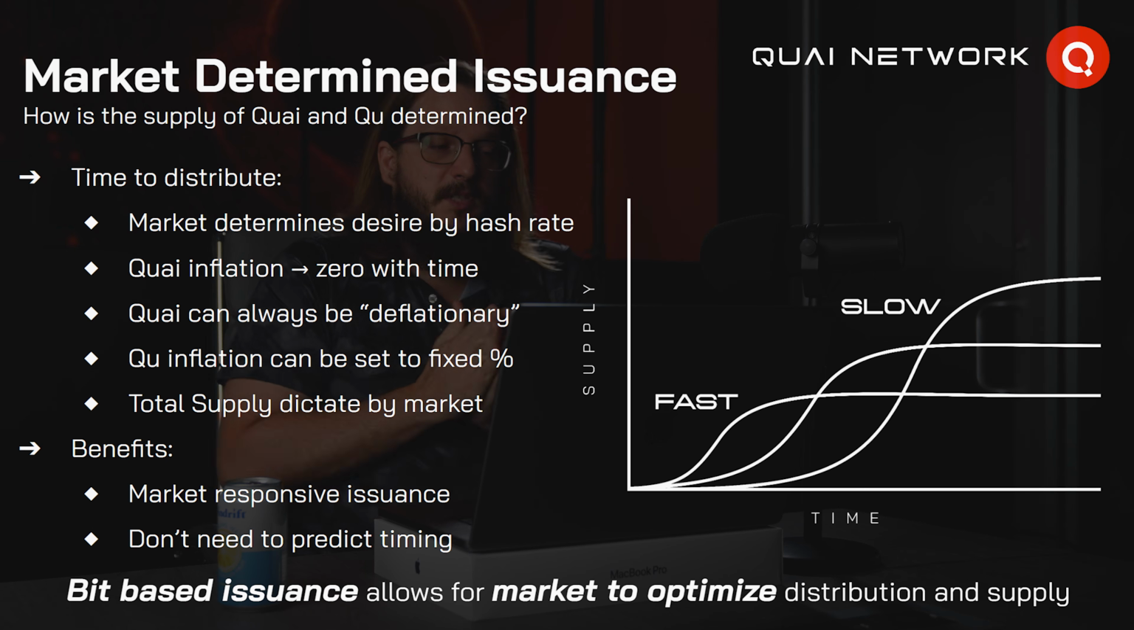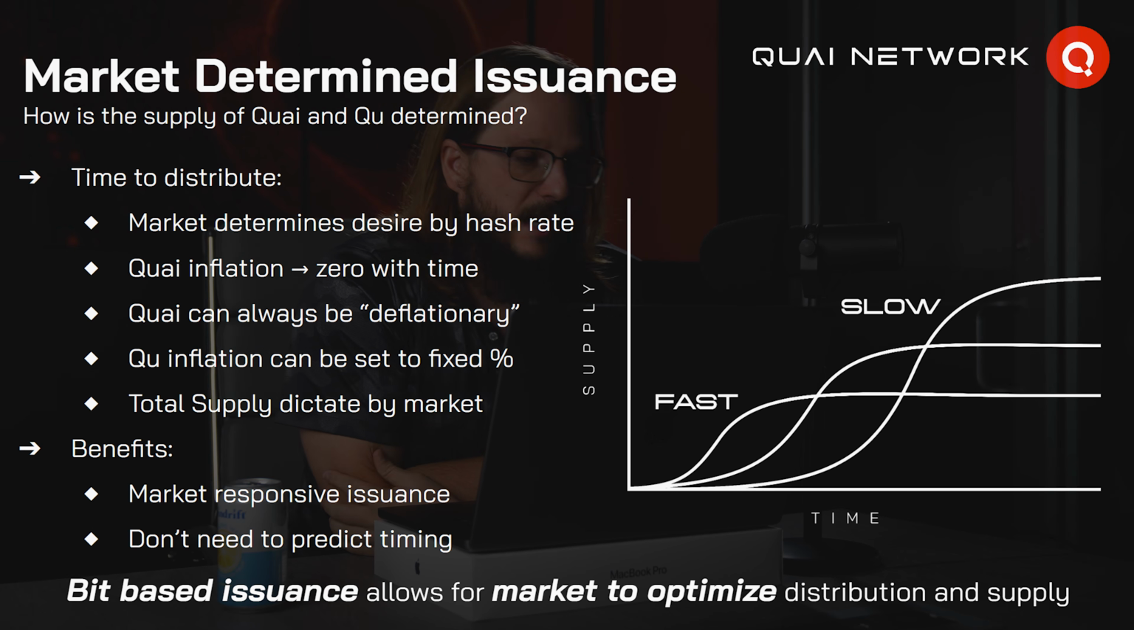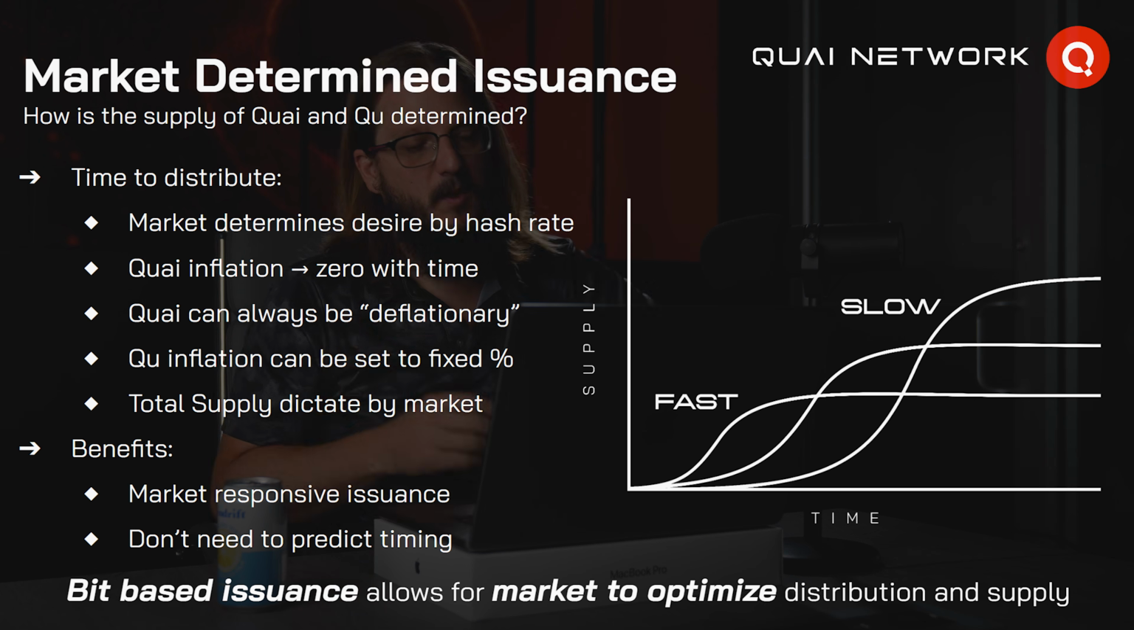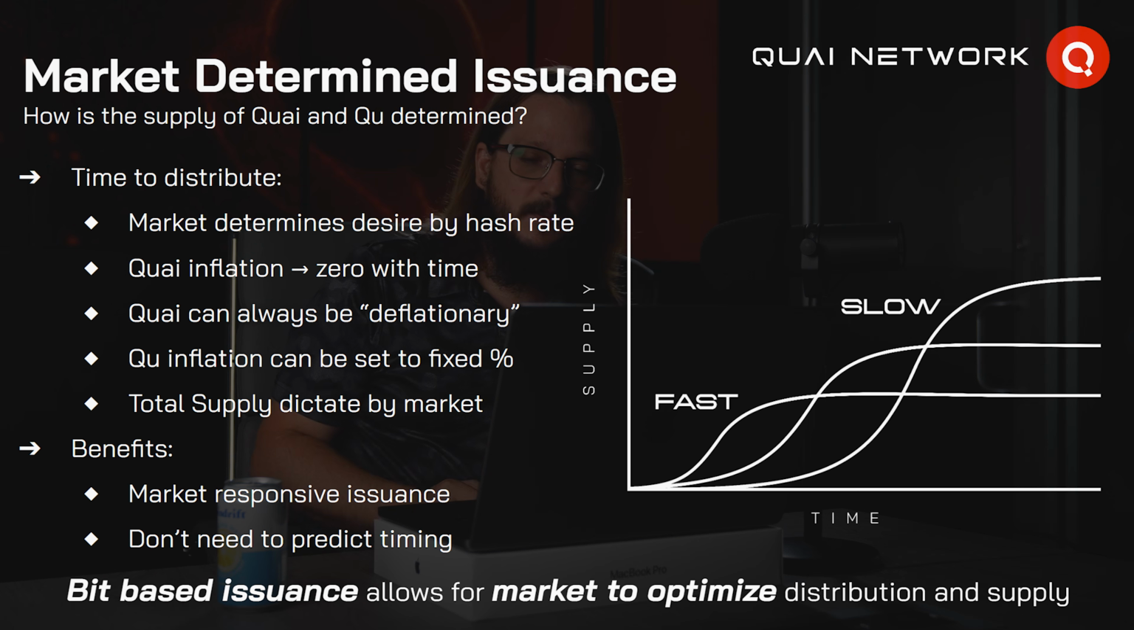So the other thing that we're introducing here is market determined issuance. How is the supply of Quai and Q determined? It is determined algorithmically by POEM, effectively. So effectively the market gets to determine the distribution by the hash rate. The more hash rate there is, the harder it's going to be to find Quai, and the slower it's going to be emitted. The lower the hash rate is, the easier it is to find Quai, and more Quai will be emitted until the hash rate goes up.